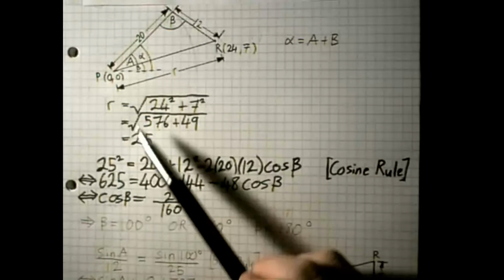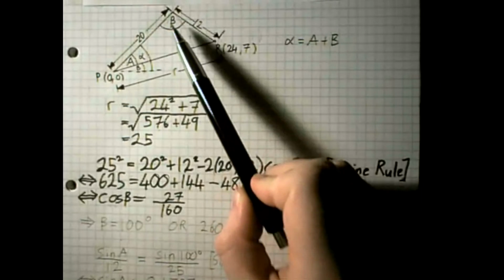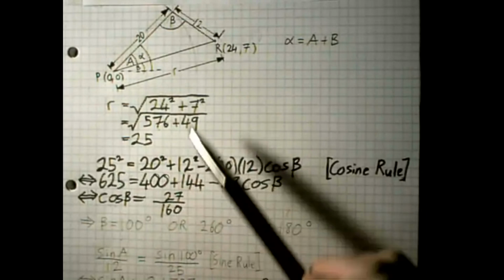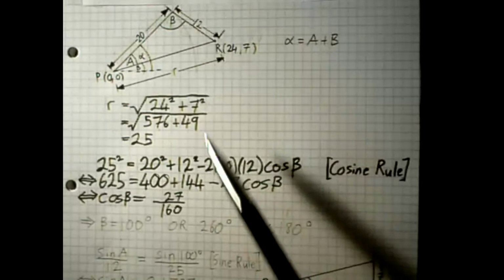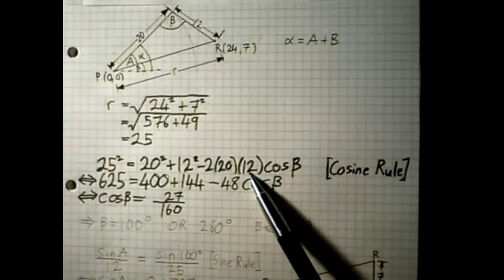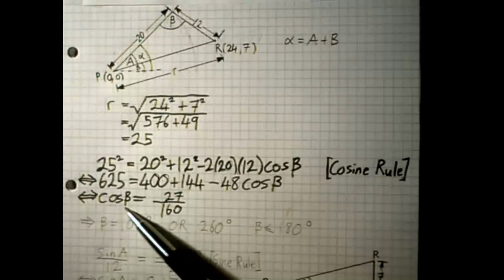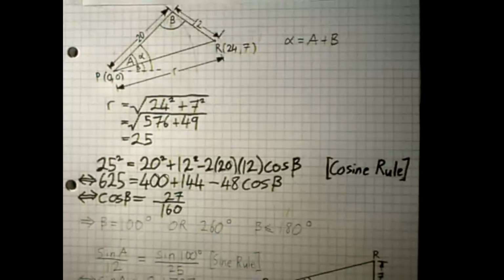So the 25 squared being opposite this angle beta is equal to 20 squared, this one, plus 12 squared, this length, minus 2 times 20 times 12 times cos of that angle beta. So you follow that through and you get cos of beta is minus 27 over 160.